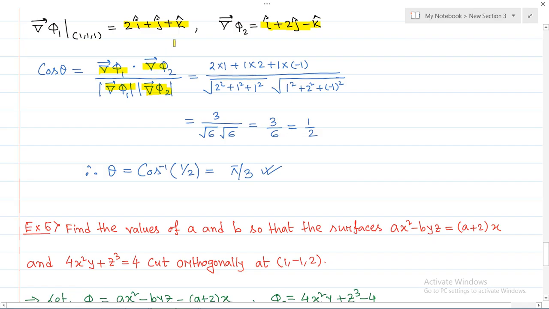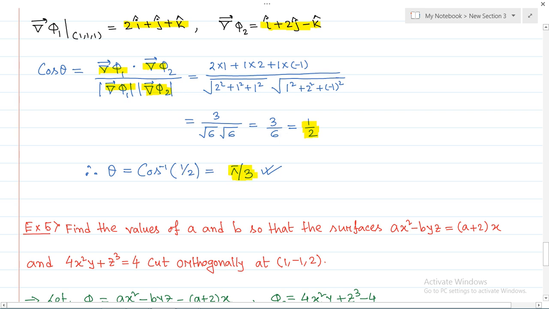So we have taken the dot product of grad phi 1 and grad phi 2, that is i dot i, j dot j, k dot k, divided by the magnitude of grad phi 1 and grad phi 2. Finally the calculation gives us 1 by 2. Since cos theta equals 1 by 2, the value of the angle is cos inverse of 1 by 2. The result is pi by 3.